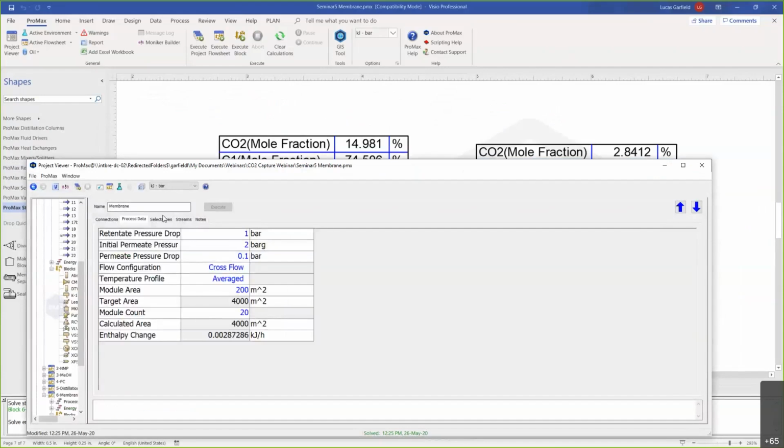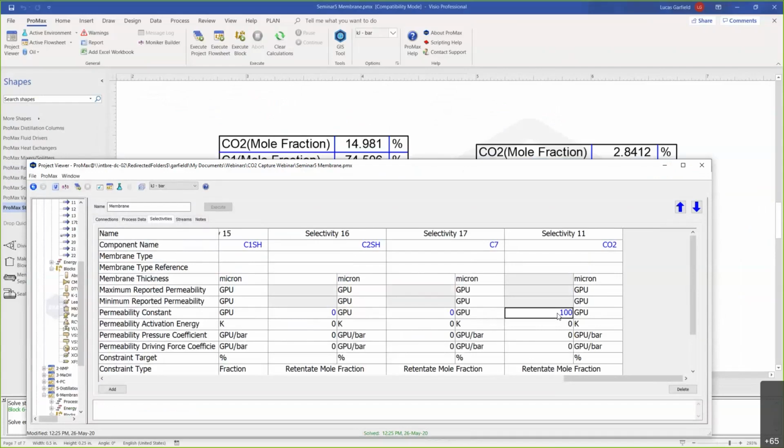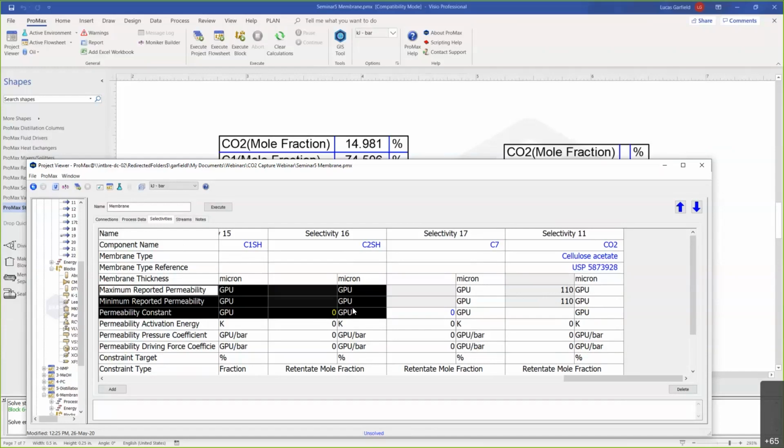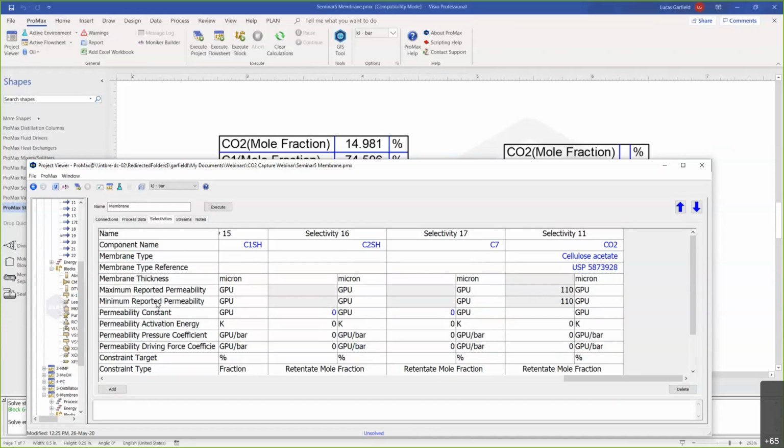The other question that you might be asking is, where did these permeability constants come from? Now, I supplied all of these permeability constants myself. We do have some built-in permeability constants. If I delete this value for CO2, I could come up here and select a membrane type. I might select, for instance, cellulose acetate. And then I could select a reference. There are several different built-in references, and ProMax would automatically tell me what it thinks I should use. ProMax is telling me that in this reference, the reported permeability is 110. So I could put in 110 and perform the calculations like that.